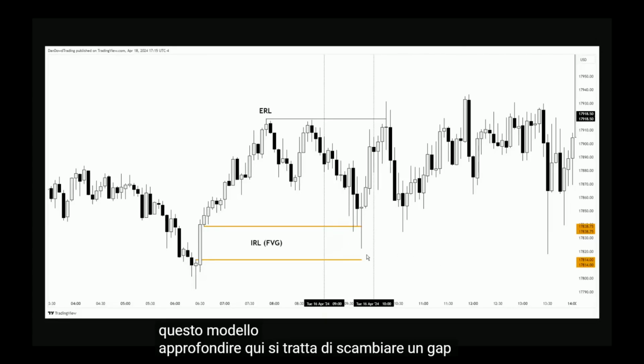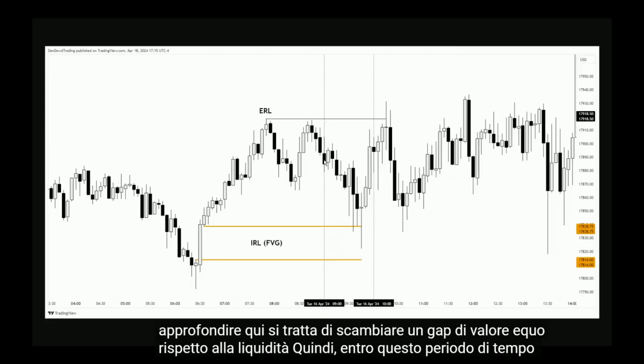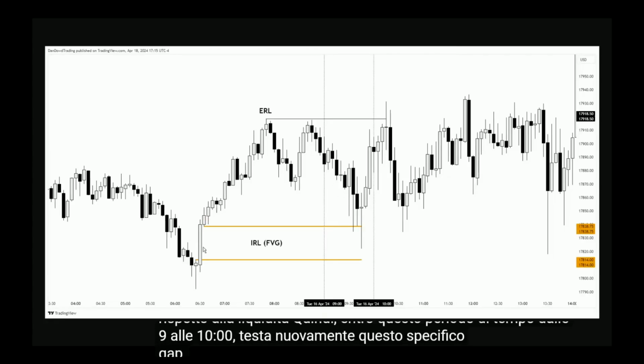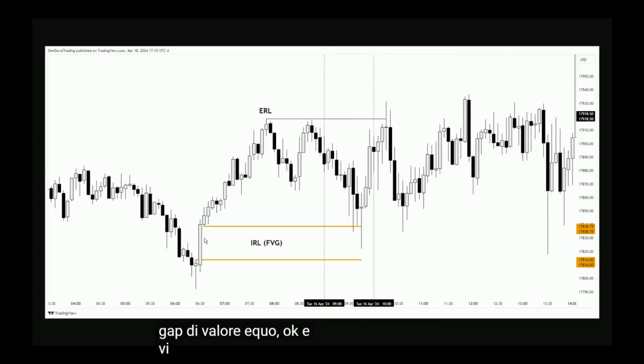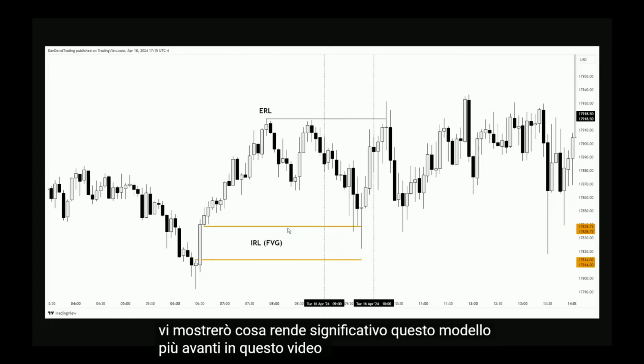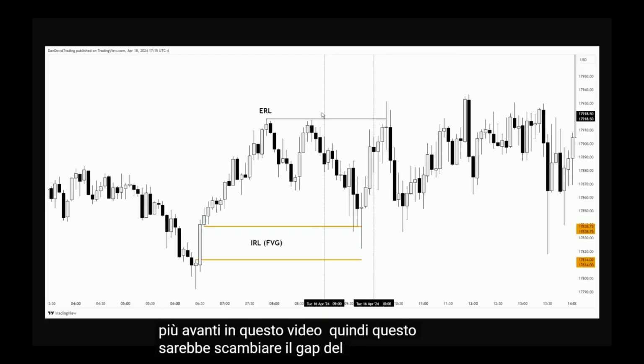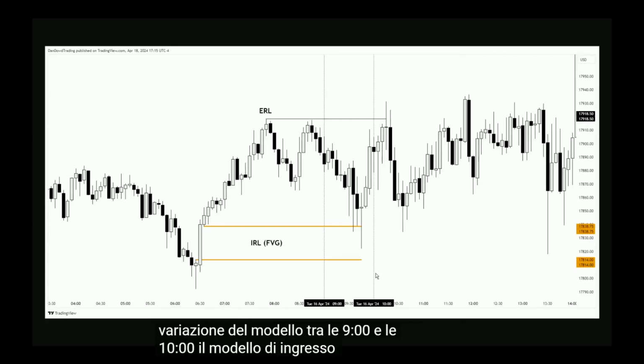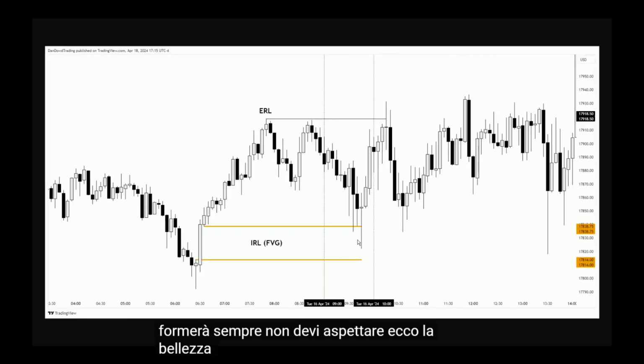Here is trading a fair value gap to liquidity. So within this time period of 9 to 10 o'clock, price retests this specific fair value gap. I'm going to show you guys what makes this model significant later in this video. So this would be trading the fair value gap to buy side liquidity. This is one variation of the model. Between 9 to 10 o'clock, the entry model will always form. You do not have to wait. Here's the beauty of this model.